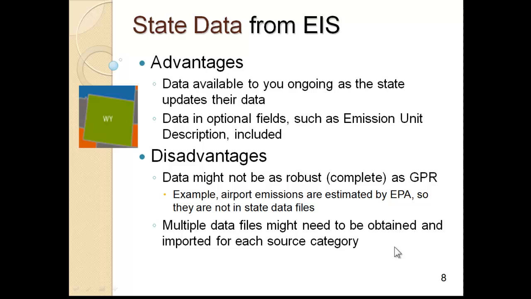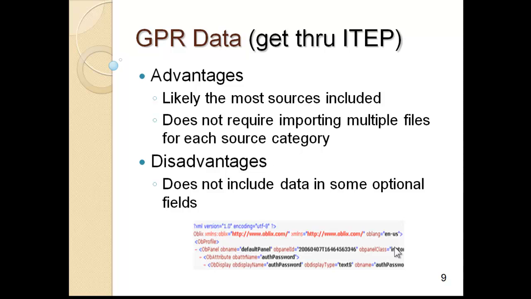Okay, so we've already talked about, whoops, I skipped a slide there. GPR data. We've already talked a little bit about the advantages and disadvantages just by talking about the EIS state data files. So one advantage to the GPR data is its complete data, including the EPA estimates. It's a one-stop shop, and there's only going to be one file per data category, meaning one point source file, one non-point source file, one on-road source file, one non-road source file to import.